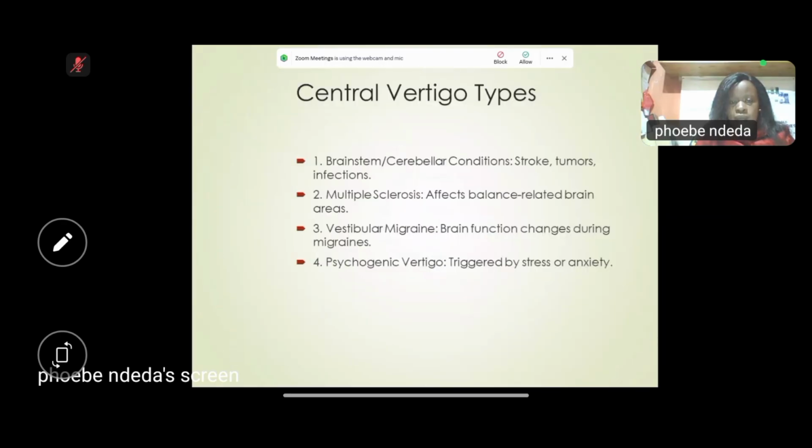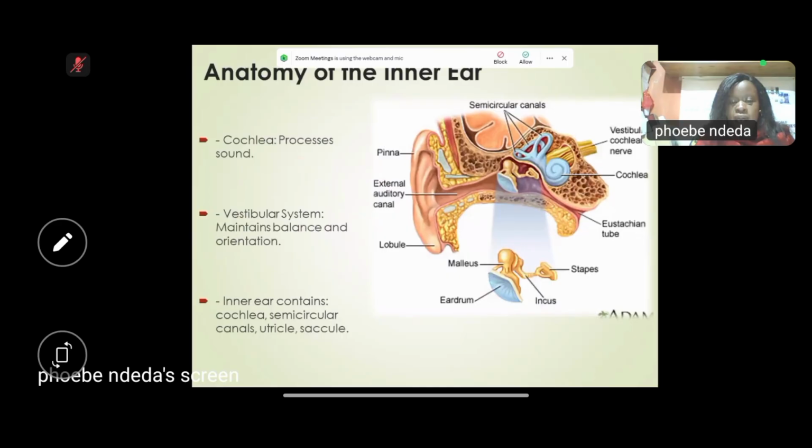Now, what about central vertigo? These ones are kind of self-explained, as we had already seen. I'm just going to move on to the next one. I hope this one is self-explanatory. We had already talked about these ones.